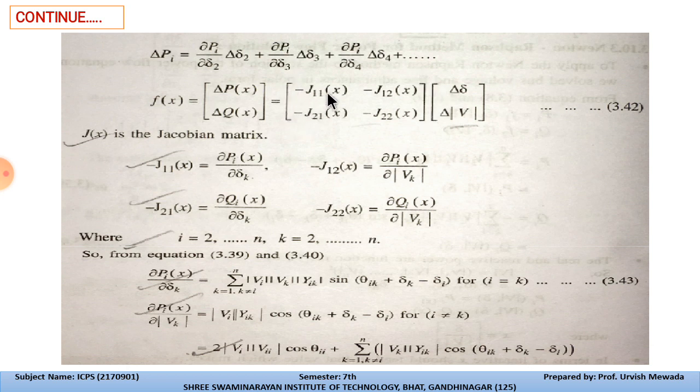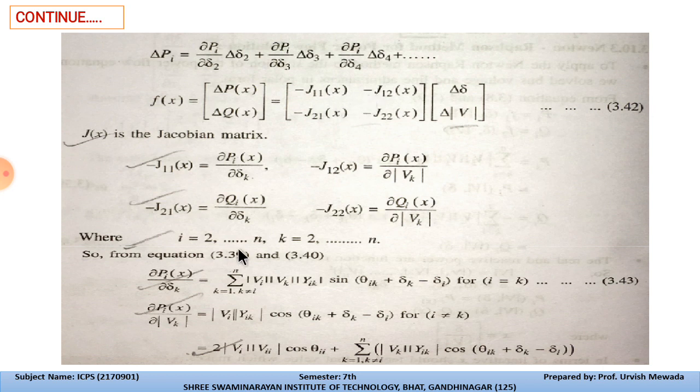Say J11 is a function of x, J12 is a function of x, J21 is a function of x, and J22 is a function of x, where x is equal to delta theta and mod V. So this is the f of x equation. Then J of x is the Jacobian matrix. So for J11, the value is del Pi of x by del delta k. For J12, J21 and J22 we can write the equations from this given matrix multiplication.